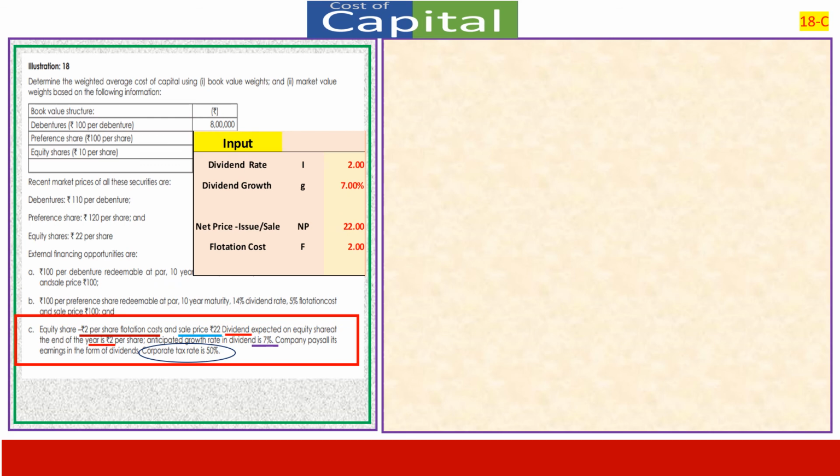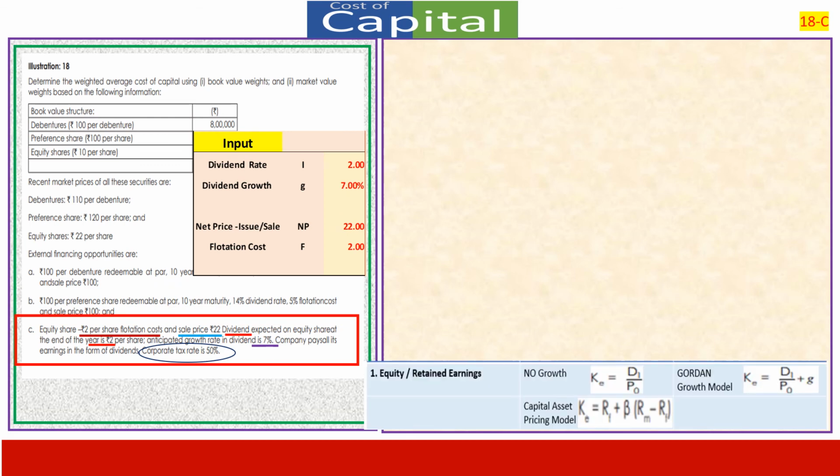Now we come to equity shares. For equity, what is given? We have to see which formula is applicable. Here once again it is talking of dividend rate is given, sale price 22 is given, and dividend for the year is 2, growth rate is given as 7%, and flotation cost, growth rate year as per cost price 22 dividend expected, and flotation is rupees 2.